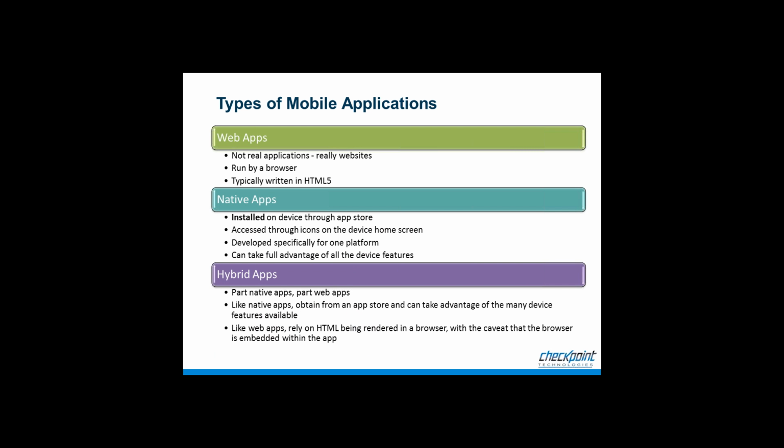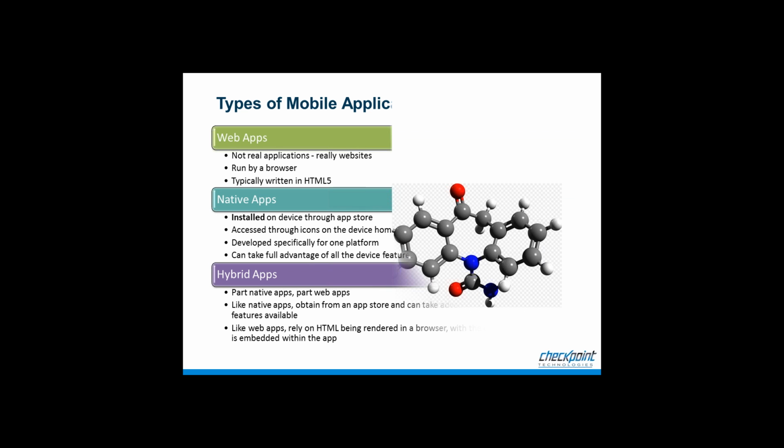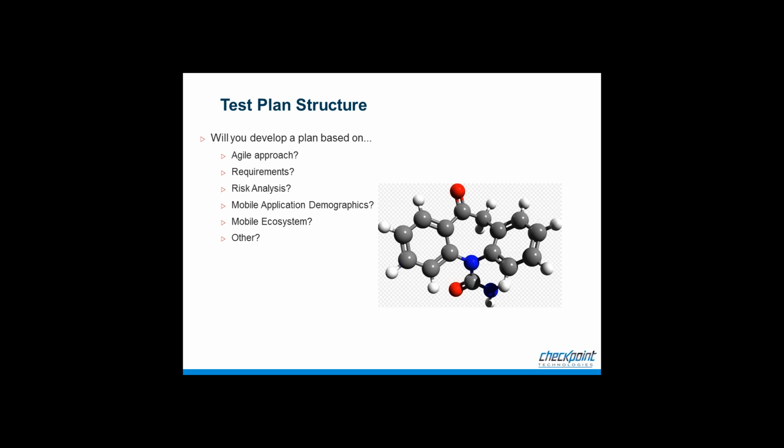A hybrid app is just like a native app. It gets obtained from an app store, and it can take advantage of the many device features available. But like web apps, it relies on HTML being rendered in a browser. So this is important information for your testers to know, and information that you should look at and utilize in developing a strategy. Your test plan structure.